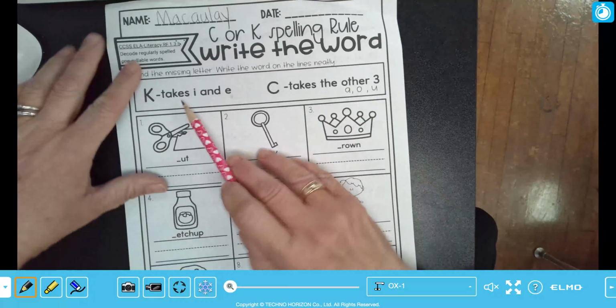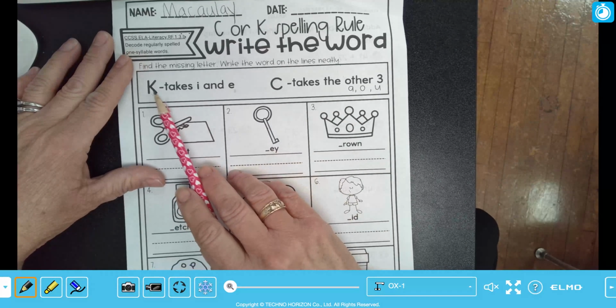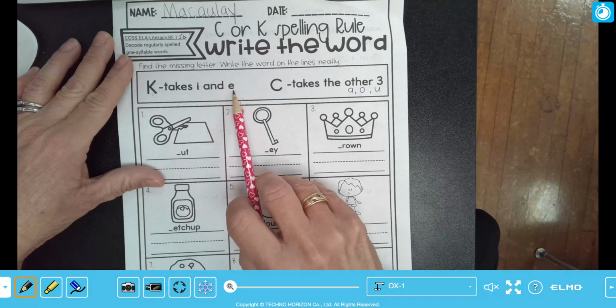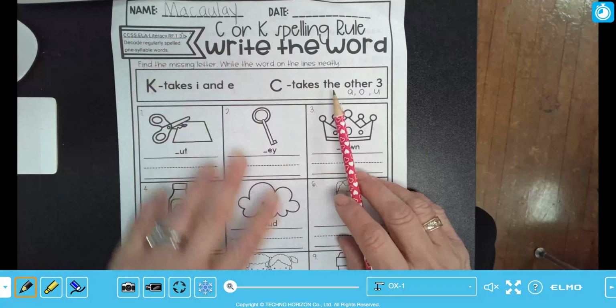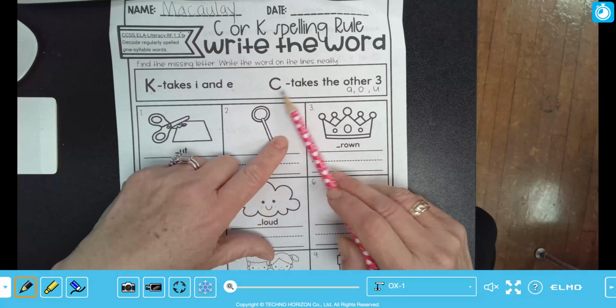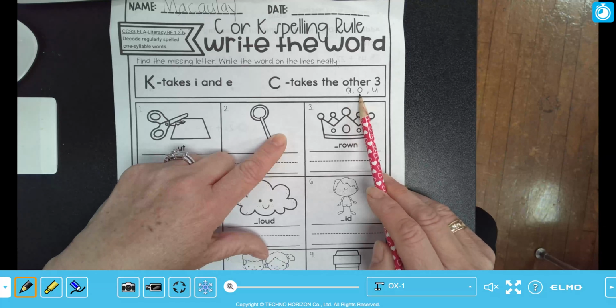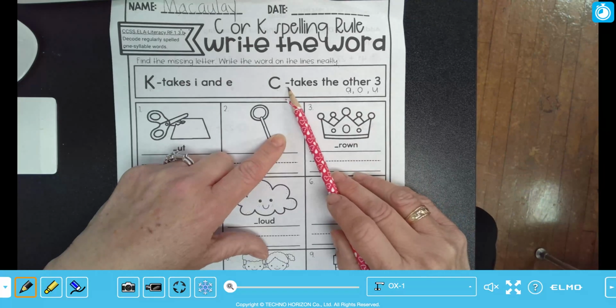Okay, so here's the rule. If you hear a k at the beginning of a word and it's followed by an i or an i sound, or it's followed by an e or an e sound, it should start with K. If you hear a k at the beginning of the word and it's followed by an a or an a sound, or an o or an ah sound, or a u sound, that means it starts with a C.